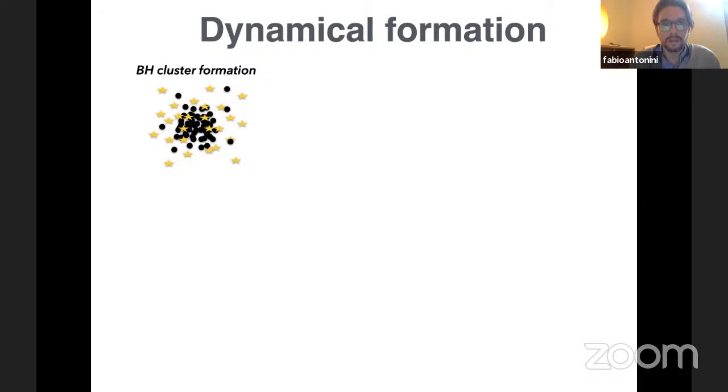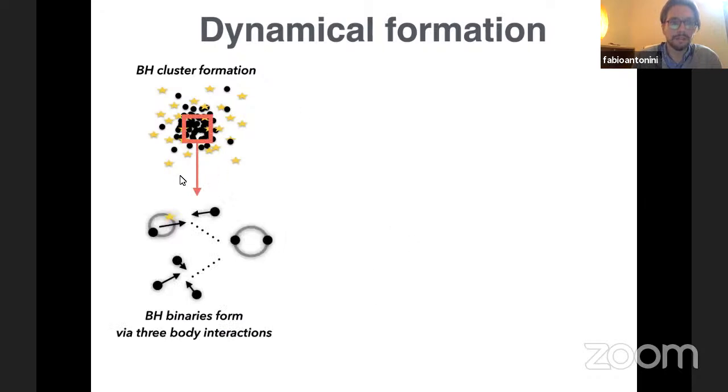The key dynamical process that actually leads to mass segregation is dynamical friction, the deceleration suffered by the black holes as they interact with the lighter stellar component. This process was first discovered by Chandrasekhar in the 40s, and it's probably his most important contribution to stellar dynamics. It's also the key ingredient that leads to the high densities of black holes in the core of star clusters that eventually allow three-body binary formation processes to take place and to form black hole binaries.